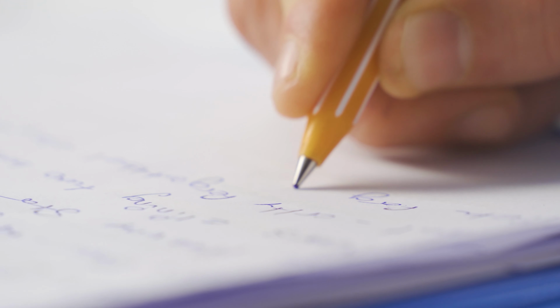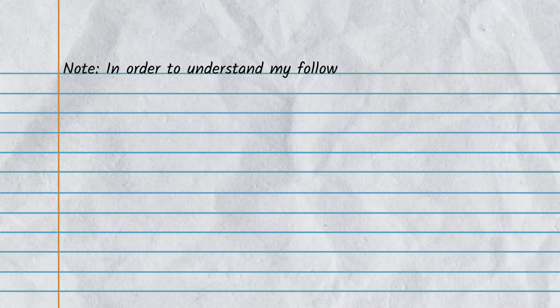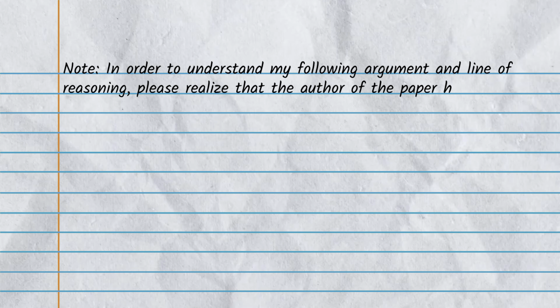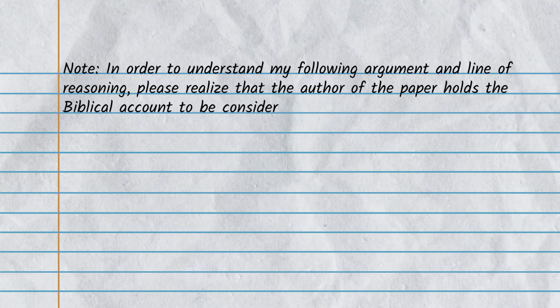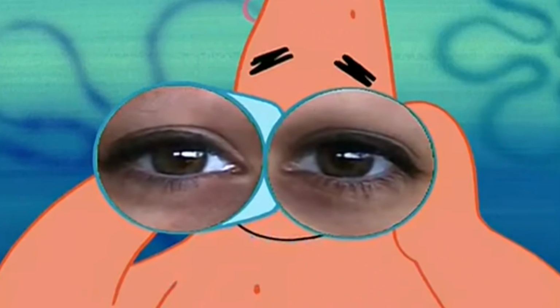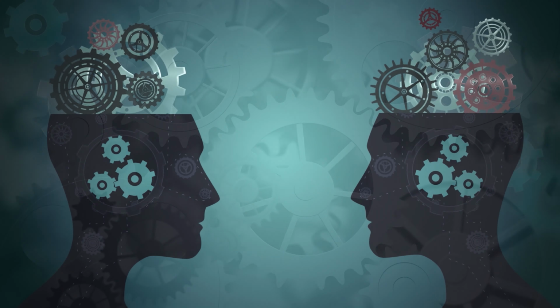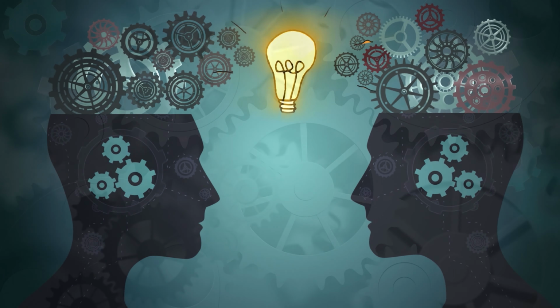Now, before she would start her papers though, she would include a note at the top that would read something like this. Note: in order to understand my following argument and line of reasoning, please realize that the author of this paper holds the biblical account to be considered truth. Now notice what she was doing here. She implicitly recognized that someone may disagree or disregard the validity of the evidence that she wanted to provide. So instead, she admitted her presuppositions and then correlated them with the line of reasoning she was about to produce.